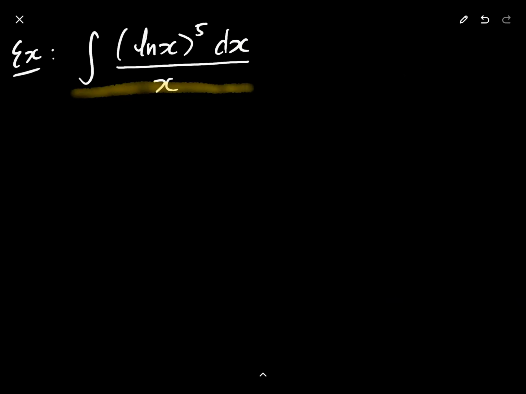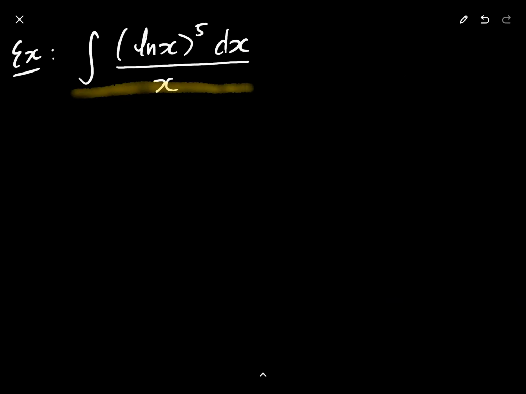So here we'll replace dx over x with du, and instead of (ln x) to power 5, we'll have u to power 5. So now we have the integral of u to the 5, which is a basic integral in u. So the antiderivative for u to the 5 is u to the 6 over 6 plus c, and we can replace it back in x. It will be (ln x) to power 6 over 6 plus c.